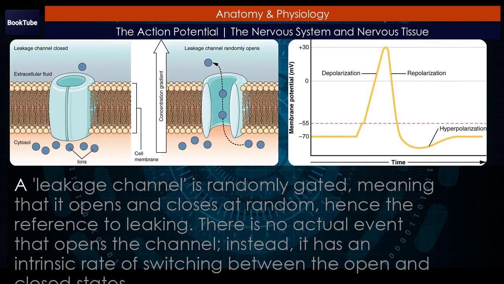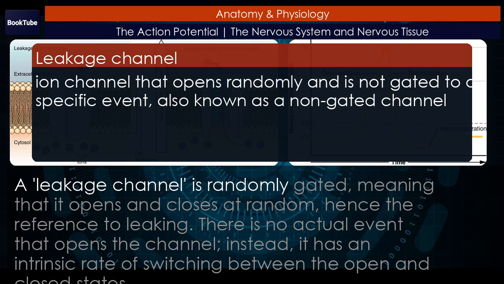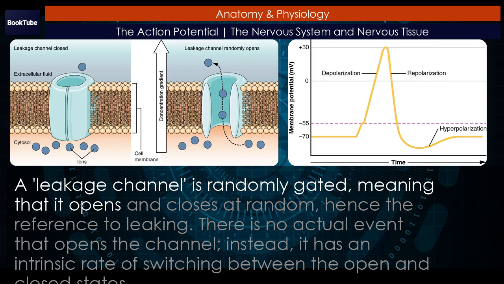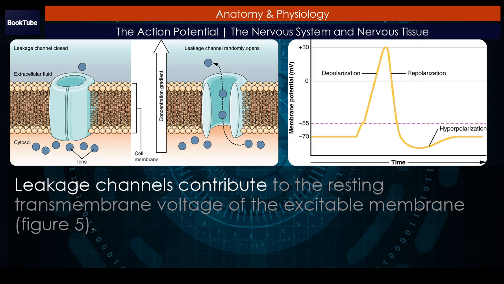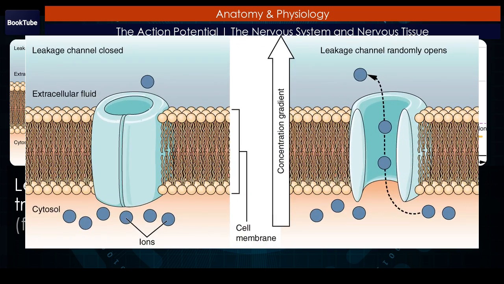Figure 4. A leakage channel is randomly gated, meaning that it opens and closes at random. Hence the reference to leaking. There is no actual event that opens the channel. Instead, it has an intrinsic rate of switching between the open and closed states. Leakage channels contribute to the resting transmembrane voltage of the excitable membrane.